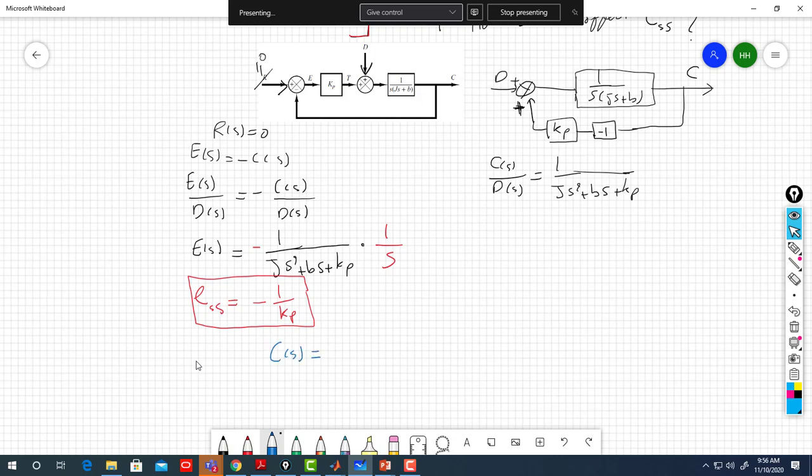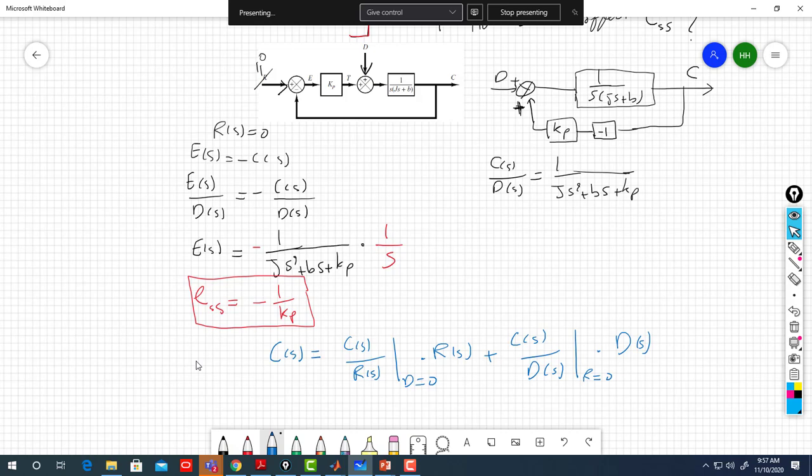If you wish to compute the whole system, you have C of S, the whole output, equal to C of S over R of S when D equals 0, times R of S, if you remember we did it before, plus C of S over D of S when R equals 0, times D of S. So that's actually your C. According to the superposition theorem, you cancel one first and then later cancel the other and add them together, and you get your output in the presence of disturbance.